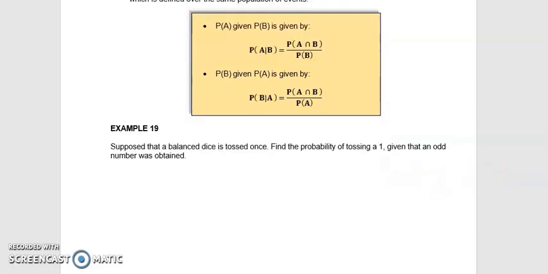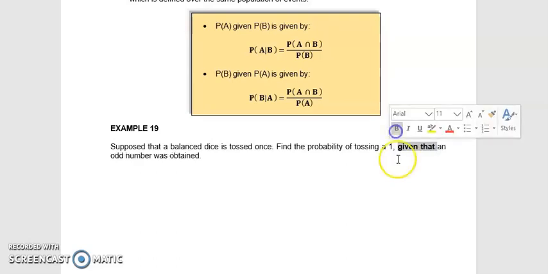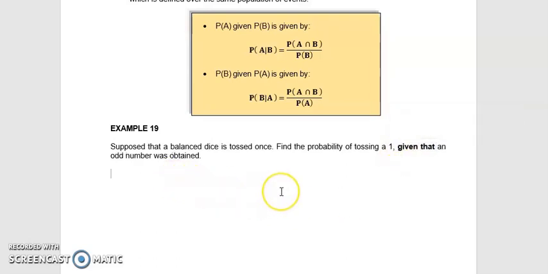Okay, now let's look at example 19 here. Suppose that a balanced dice is tossed once. Find the probability of tossing a 1 given that an odd number was obtained. Given that, so this is the condition.